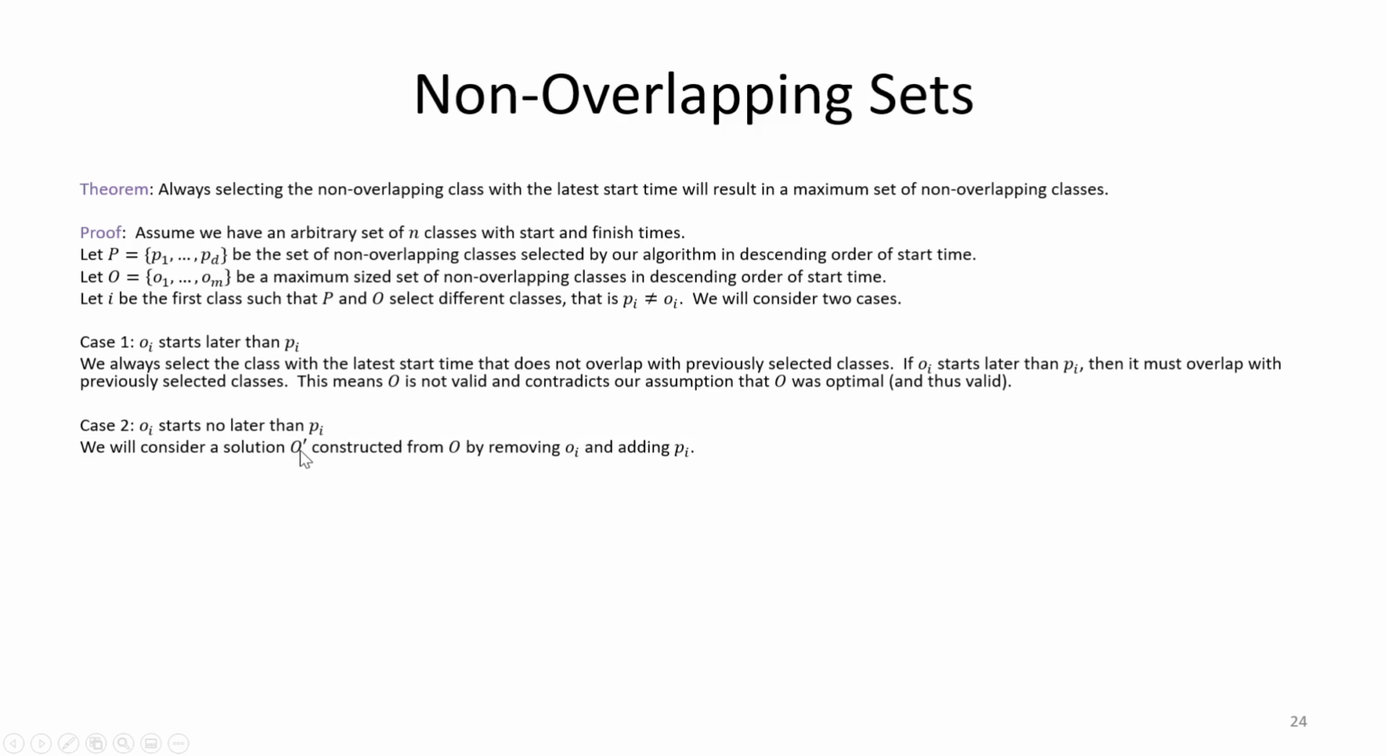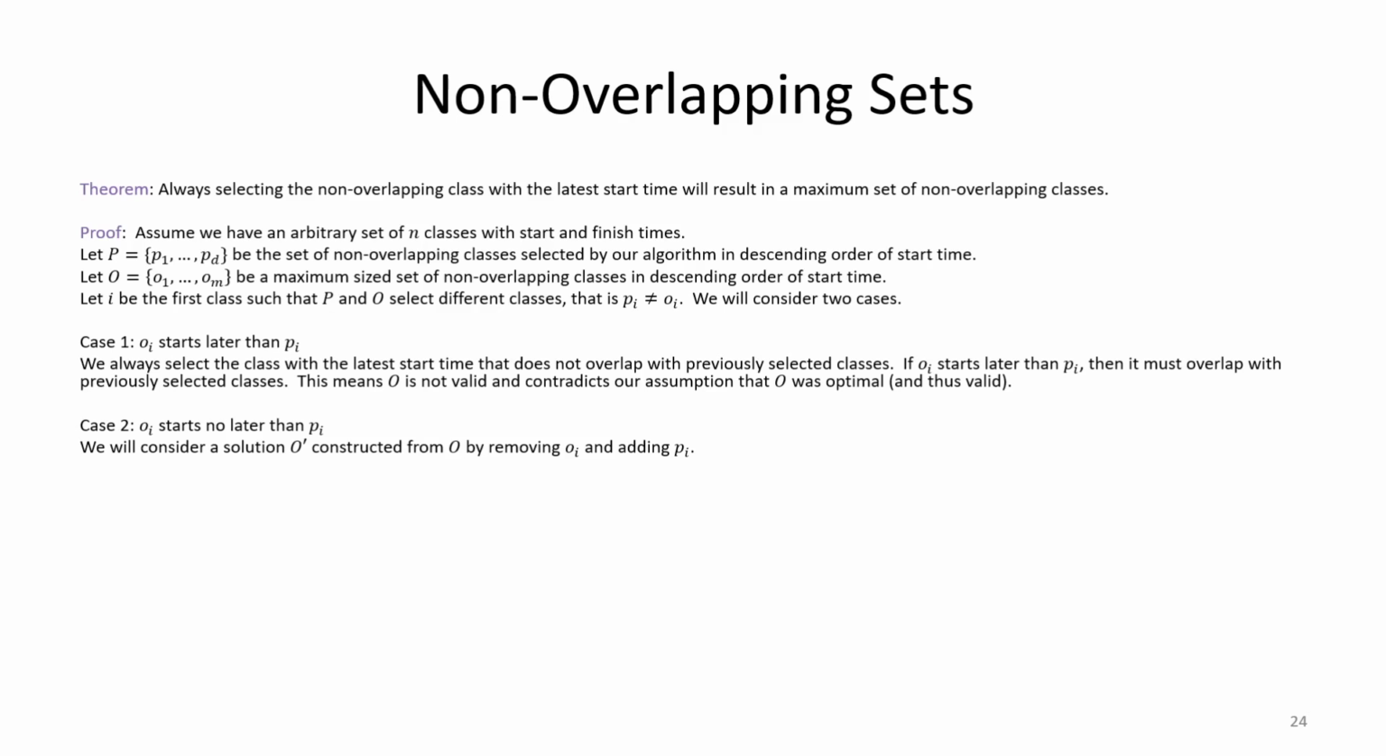So we're going to do our surgery, and we're going to create O prime. And the way we're going to do it, fairly straightforward, is we're just going to take OI out, and we're going to add PI in. Okay, we're going to take OI out, and we're going to add PI in. So very straightforward surgery. Pluck out the one that we don't like, put in the one that we do like.